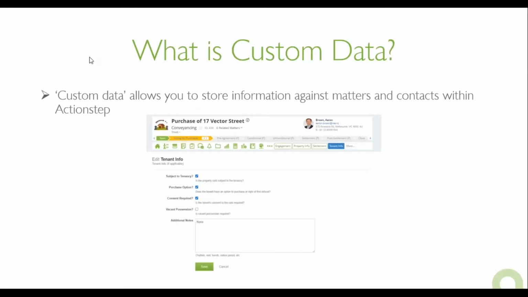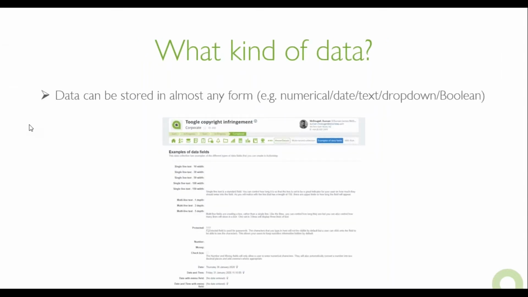Custom data is simply ActionStep's mechanism for storing information against matters and contacts, as per the example on screen. Today we'll focus on custom data for matters, with a separate session on participant custom data to come in future. The data that you store can take almost any form, including but not limited to numbers, dates, plain text, drop-down menus, and Boolean checkboxes. The screenshot currently being displayed gives you an idea of just how varied your options are.